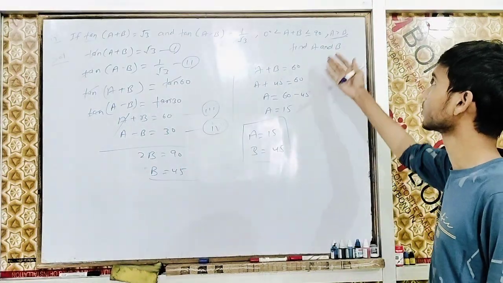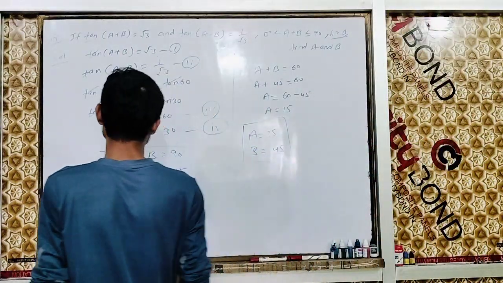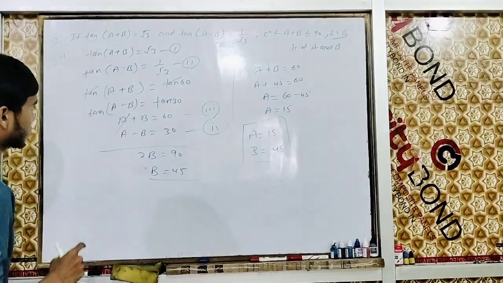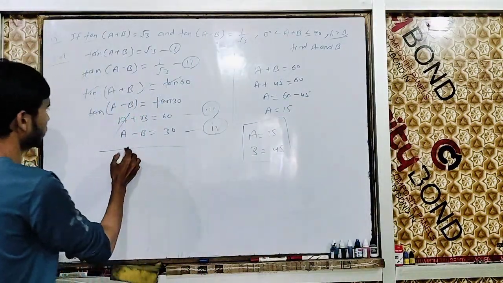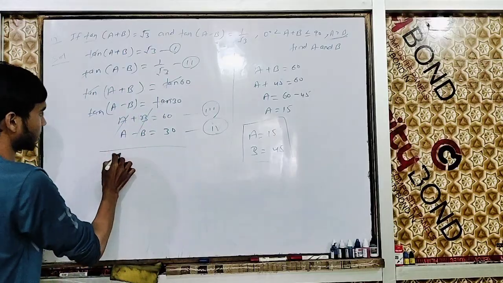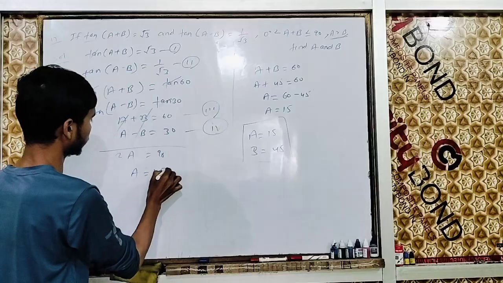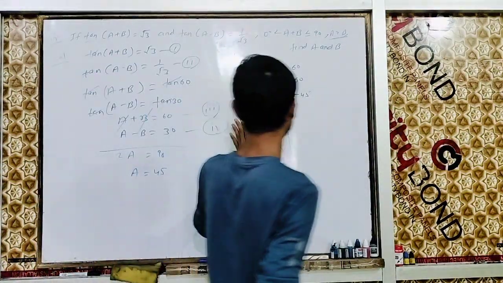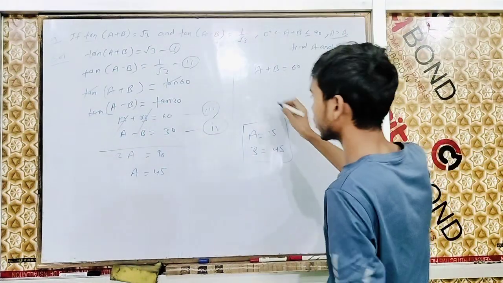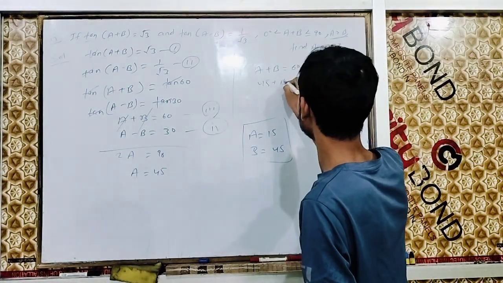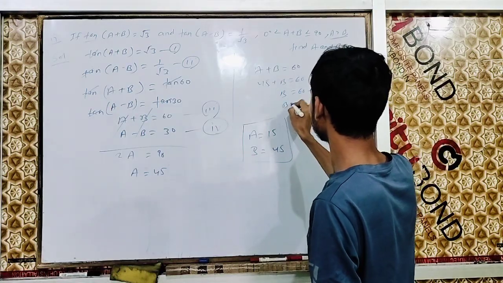I know that both are coming between 0 and 90, but here A is less. Then in that case, one thing we can do is just subtract this and add this. 2A is equal to 90, then it will come 45. Then here, just opposite of this. A is 45, then 60. B is 60 minus 45, then here B is coming 15.